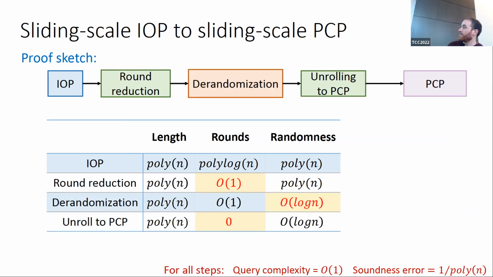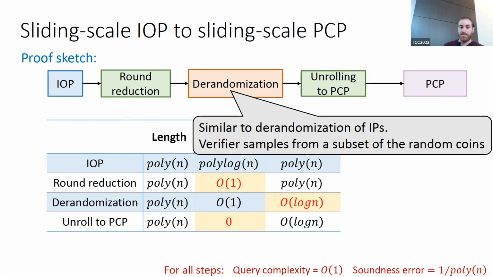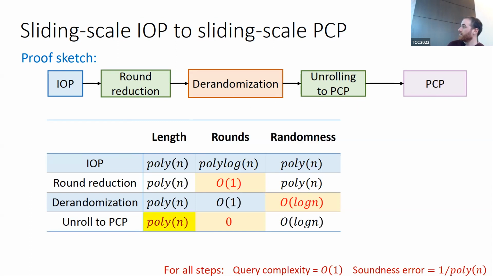And then we'll add a de-randomization step to get down from polynomial randomness complexity to O of log n randomness complexity. And this is very similar to de-randomization of interactive proofs. Basically, the verifier samples its randomness from a subset of the random coins, either given to it as non-uniform advice or from some Nisan-Wigderson style PRG. And then it looks like we're done, right? We've managed to get the rounds down to a constant, the randomness to O of log n. And so this unrolling step now has polynomial length.